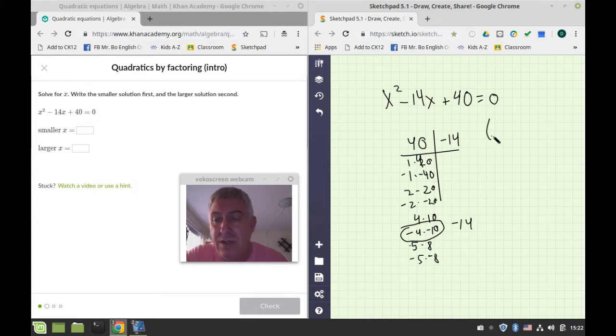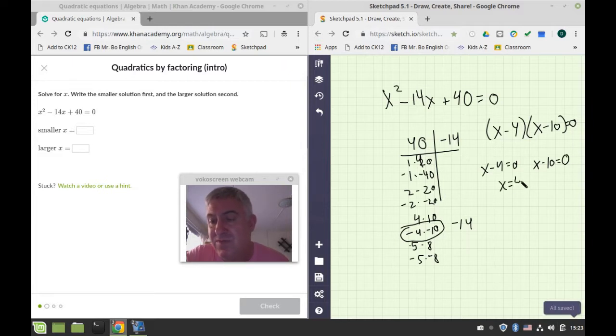Okay, so now I have x minus 4 times x minus 10 is equal to 0. So from our zero product property, I know that means x minus 4 is equal to 0 or x minus 10 is equal to 0. And so I know x is equal to 4 or x is equal to 10.